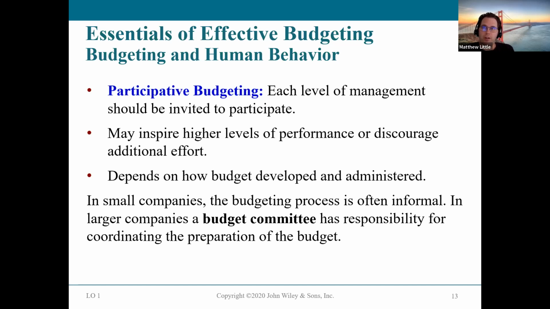And that speaks to the word of participative budgeting. So not just for sales, but for other areas too, you want every level of management to be invited to participate. And by doing so, you'll typically inspire better performance, and you'll discourage what they're calling additional efforts, which means people won't try to say something that's inaccurate or inappropriate or super conservative.